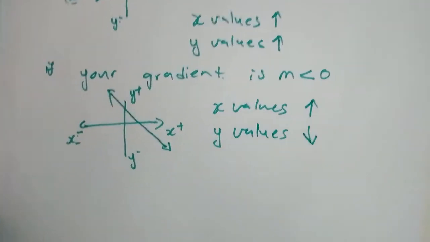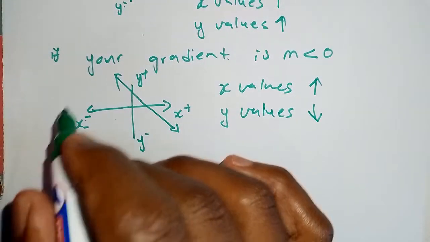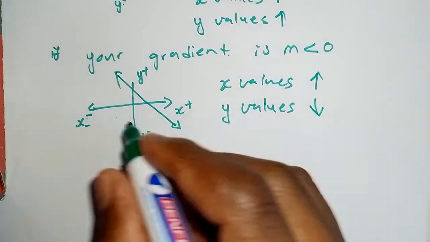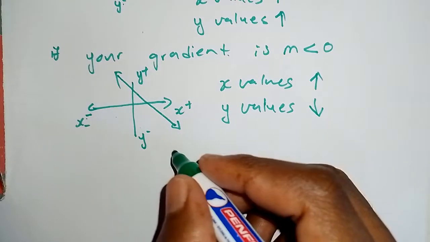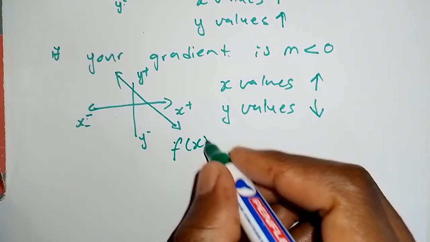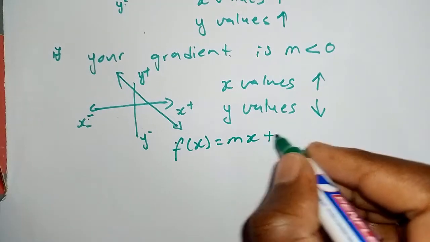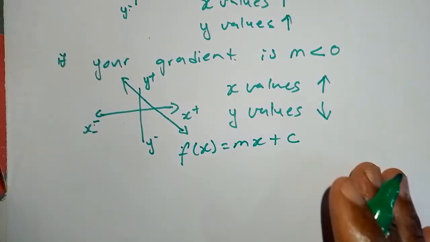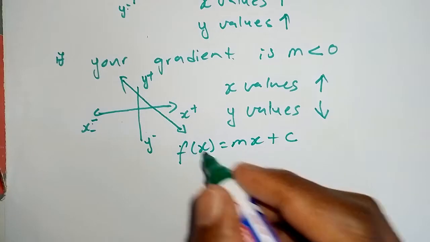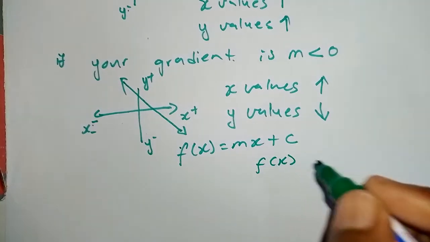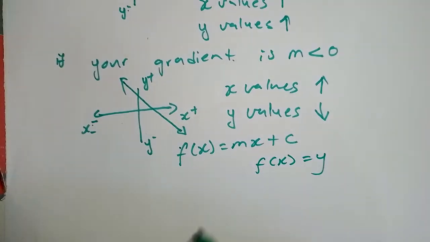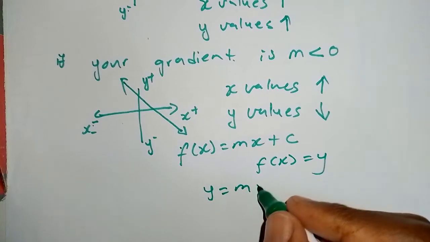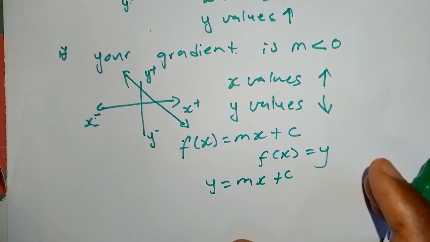And again, this is a straight line, meaning the equation for a straight line, you can write it like this: y equals mx plus c. This is the equation for a straight line. Now, remember, f of x can be represented by y. So I can just write it like this: f of x equals mx plus c.